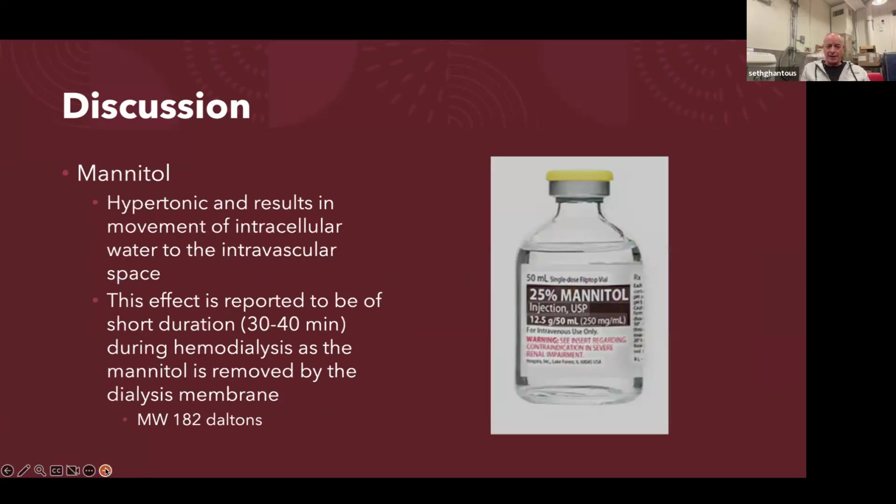Mannitol works by being hypertonic and creating a drive for fluid movement, which results in movement of intracellular water into the intravascular space. One of the comments in the article was that this effect is reported to be of short duration, so unless it was given very close to the end of therapy, it likely would have been removed by the dialysis membrane, with its molecular weight cutoff of 182 Daltons.